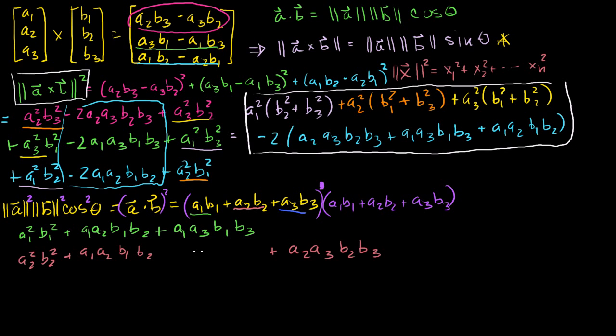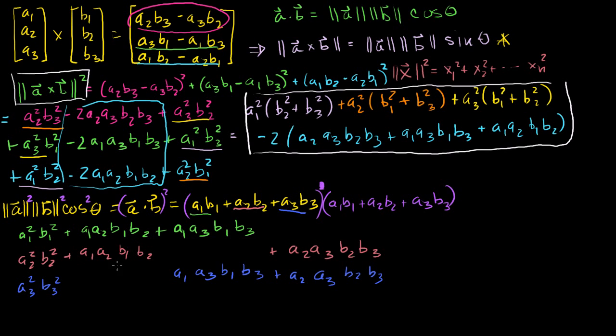Because you have a3, let me write it right here. You have a3, b3 times a1, b1. Then you have this guy times that guy, which is this, because it's a3, b3 times a2, b2. Let me put a little plus sign there. And then finally, you have this guy times himself. So you have a3 squared, b3 squared.